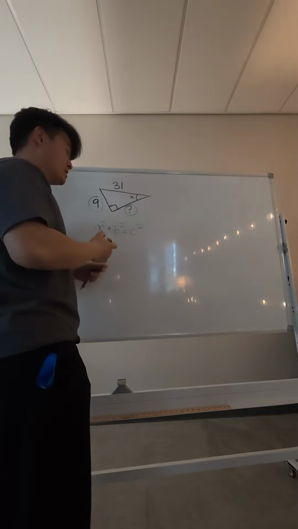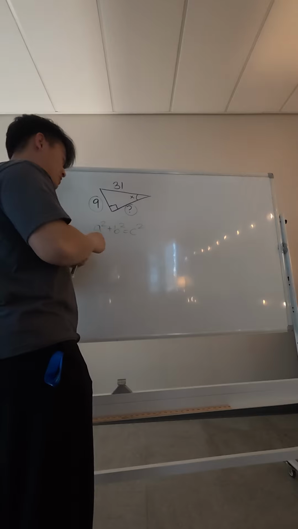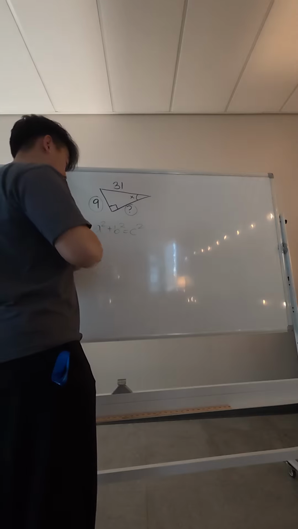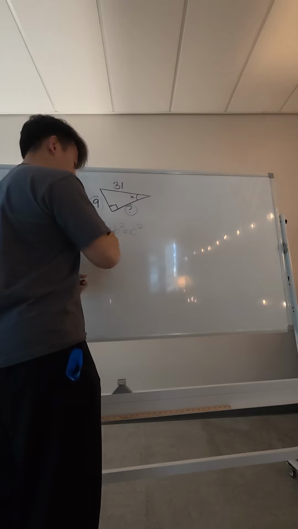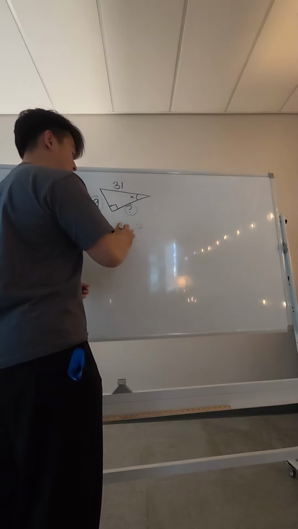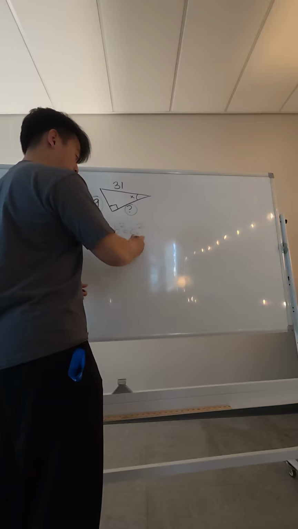So all I have to do is just plug them in, as well as put for c, 31. So if I had to label these, it would be the following. Instead of a, I would write 9 squared. And for our case, I would just put question mark squared equals c squared, which is 31 squared.